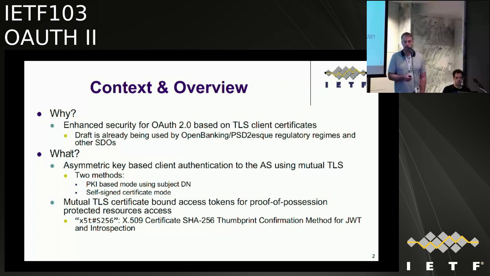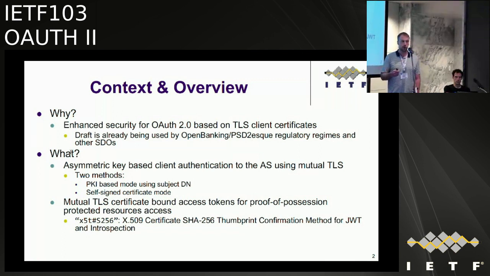So what is it exactly? It's two things largely. It's an asymmetric key-based client authentication mechanism from the OAuth client to the authorization server, relying on mutual TLS. And then there's two ways to do it. One is a PKI-based mode where the subject DN is provided during registration time to the authorization server. The authorization server verifies the client certificate down to a trusted CA when it's presented in the TLS handshake, and then checks that the subject DN in that certificate matches the expected subject DN from the configuration for the client. There's also a self-signed certificate mode, which is basically just pre-registration of static keys.